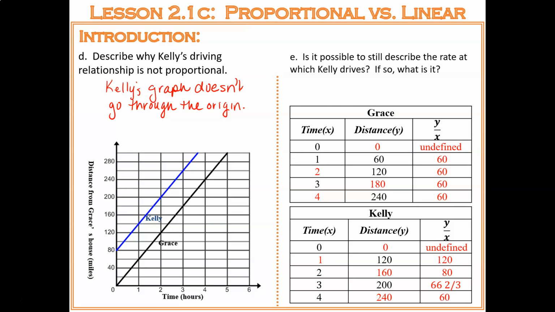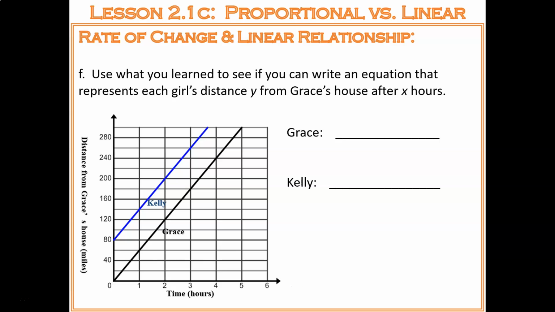All right. Let's go to the equations, letter F. So all of the equations that we have been writing are in this format: y equals the unit rate times x. This is for proportional relationships. So we can do that with Grace's. We said Grace's rate was 60 miles per hour. So Grace's equation is y equals 60x.